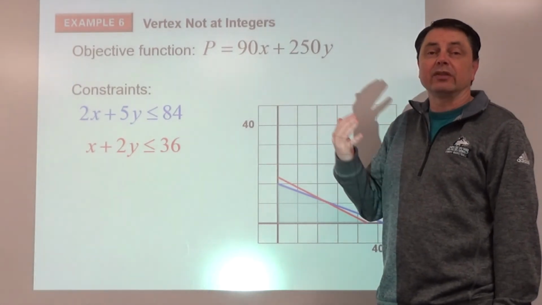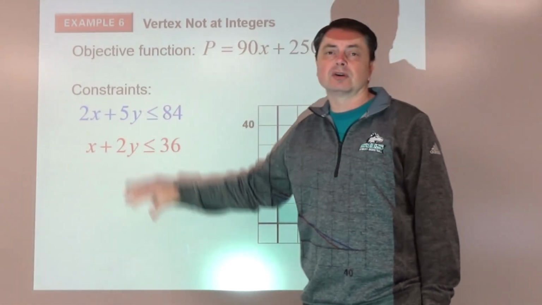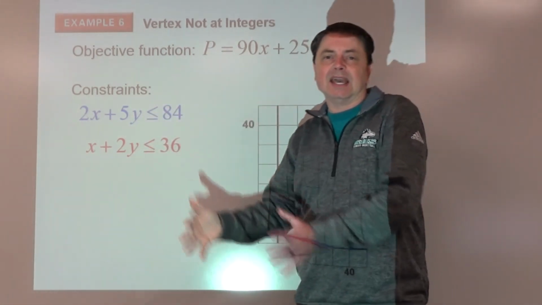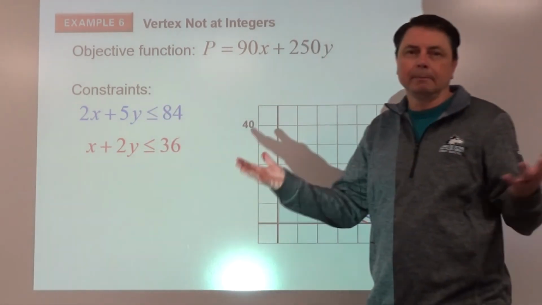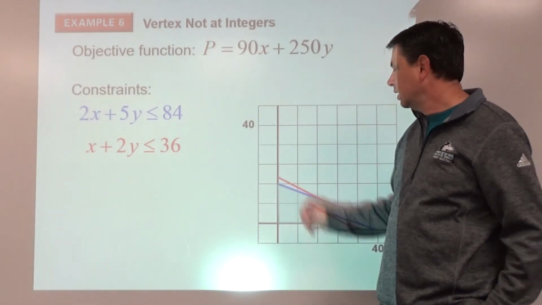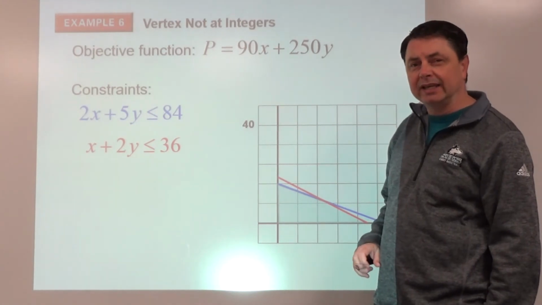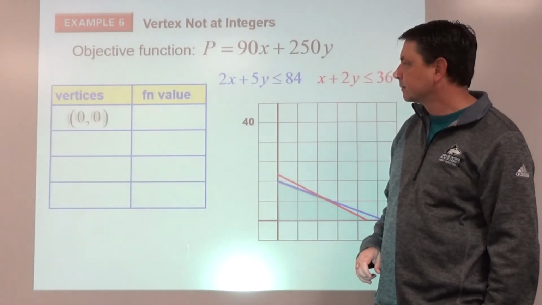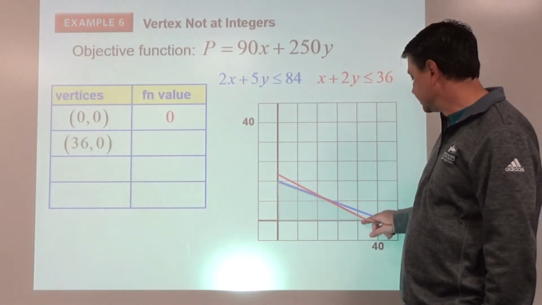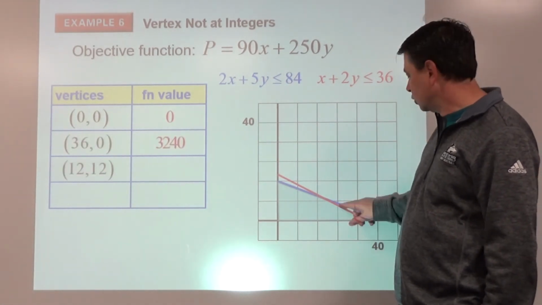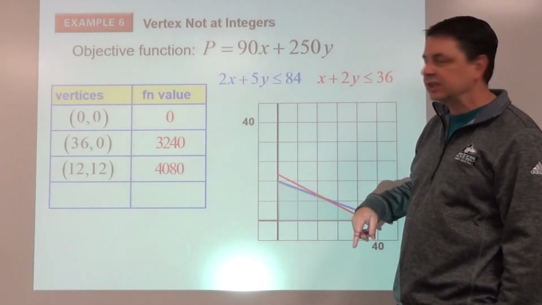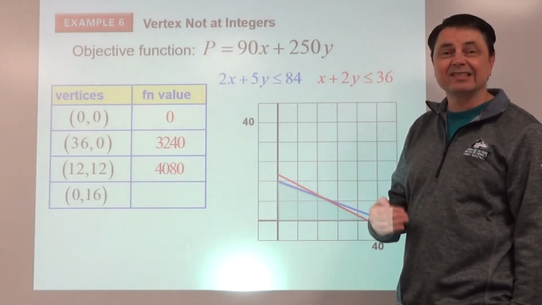And if we're talking about the number of presidential cabinets, we can't go deliver to someone 0.8 of a cabinet. When it shows up, they're going to go, that's not a whole cabinet. What am I supposed to do with this? So we can't make 16.8. We've got 0, 0. We've got 36, 0. We've got 12, 12. And then over here, since we can't make 16.8, the next best is 16.